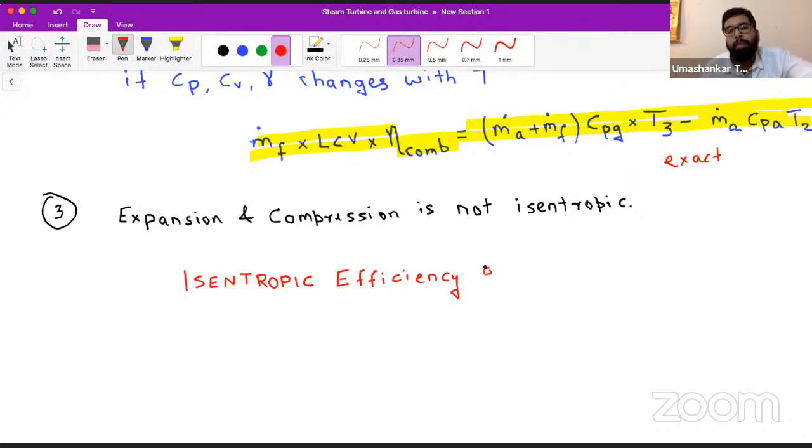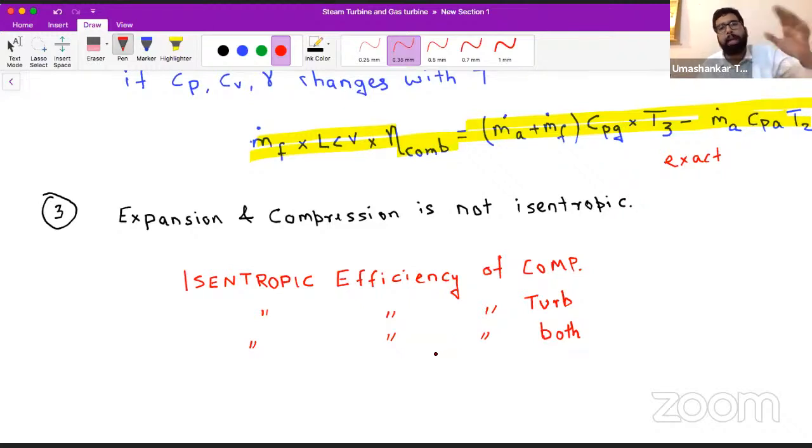So isentropic efficiency we can have of a compressor in a question, and isentropic efficiency of a turbine in a question. Isentropic efficiency of both can be given in the question. So again, this isentropic efficiency comes into play when we have a transition from ideal cycle to actual cycle. You can use this not only in the gas turbine cycle, but in any cycle where isentropic expansion and compression is taking place.